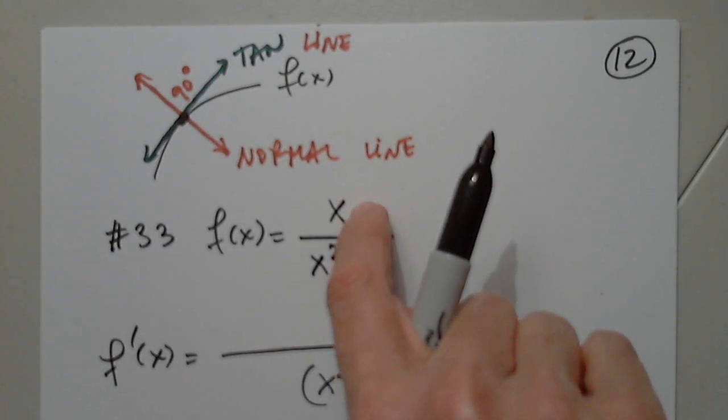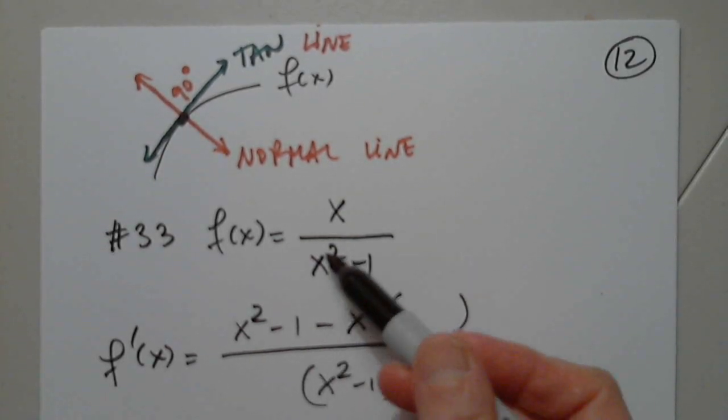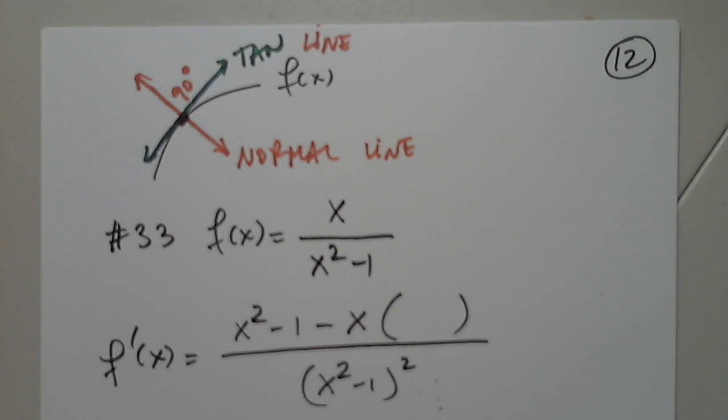Can anyone tell us the derivative of x? What is the derivative of x? 1. Yes, times the denominator, minus the numerator, and now we need the denominator prime. Can anyone give us the derivative of the denominator? So I can put it here. 2x. Indeed, 2x.